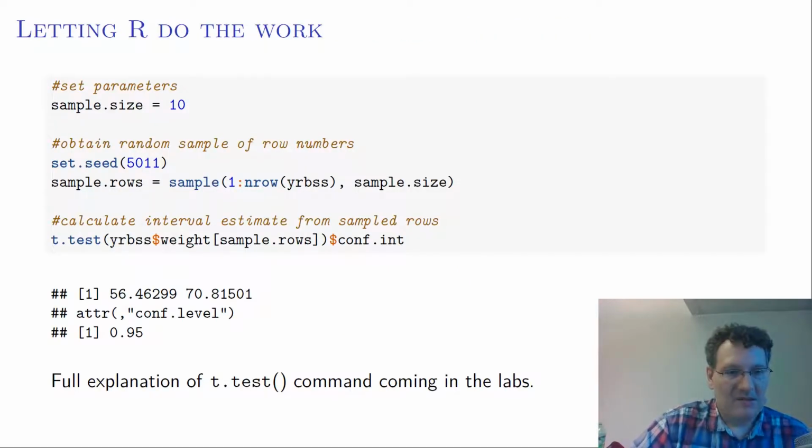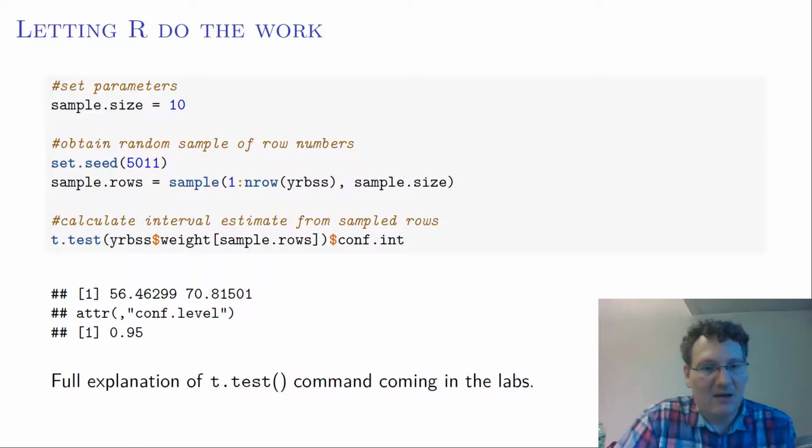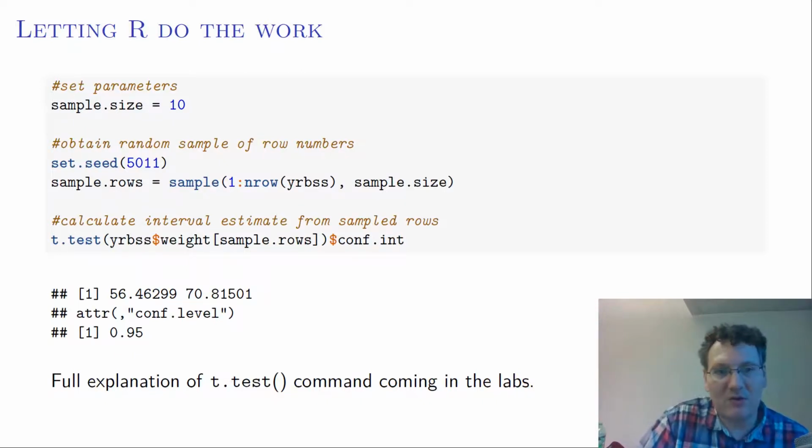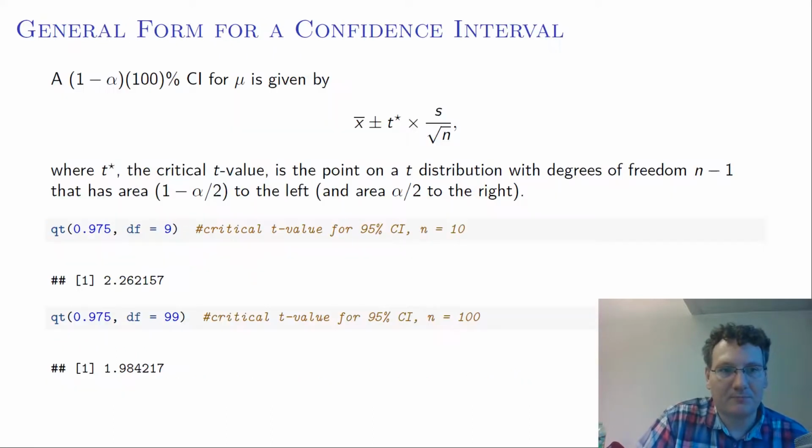You can use the t.test function in order to calculate a confidence interval really quickly, and we'll be going through that. So in practice you don't actually have to use the formula. You can use a function called t.test to calculate the confidence intervals.